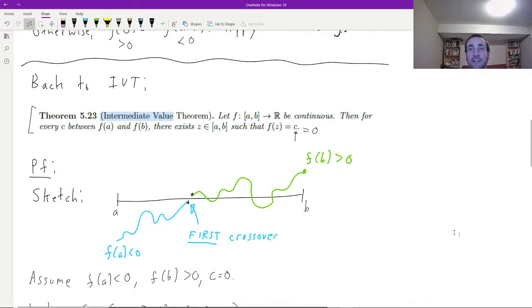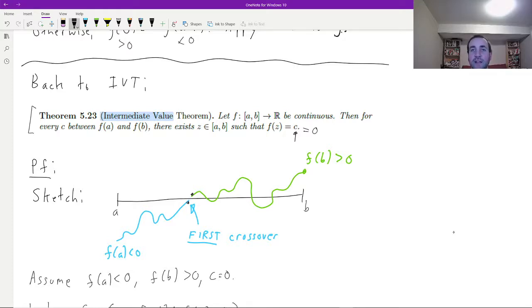So having seen some applications of the intermediate value theorem, now we're going to prove it. Actually, before I prove it, I want to sketch the answer. I'm going to assume for now that the value of c that we're interested in is 0, and that f of a is strictly negative, and that f of b is strictly positive. You can do the other cases yourself.